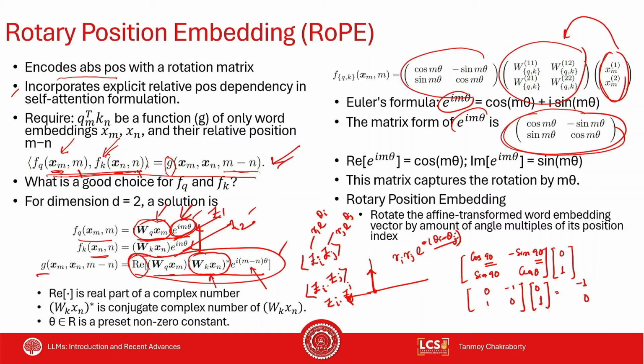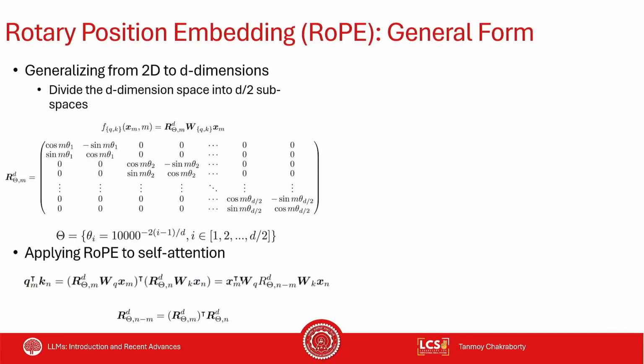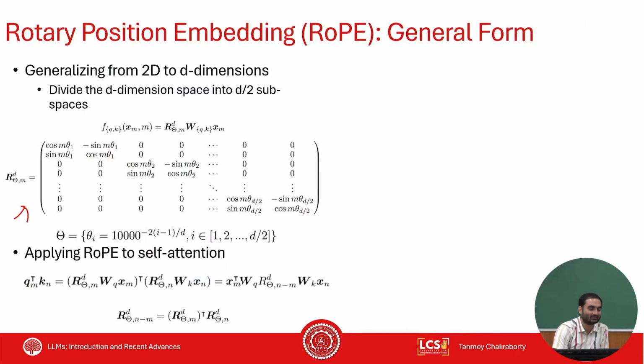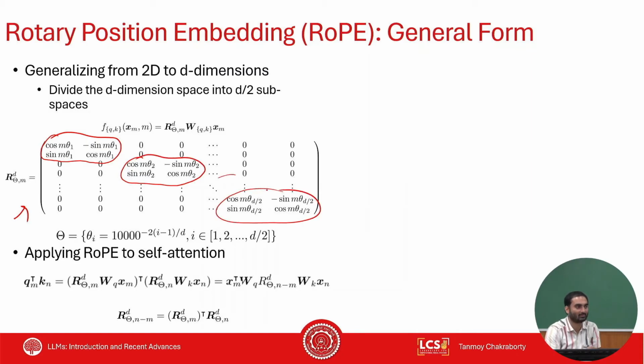Now, what happens if the vector is of n dimension? If the vector is of n dimension, then this rotation matrix would look like this. What is this? Let's say the d dimension. You have d by 2 number of small blocks, diagonal wise. This is the first block, this is the second block, this is the third block, and so on, d by 2 number of blocks.